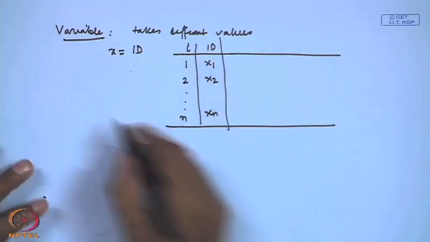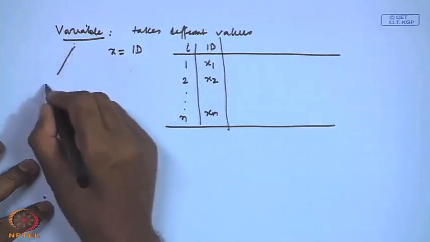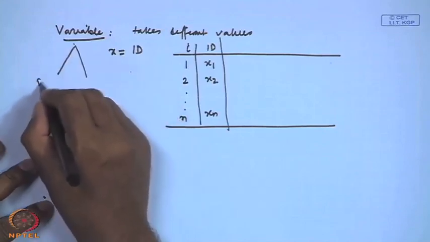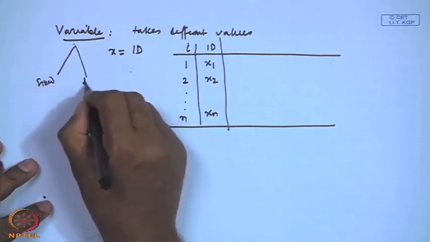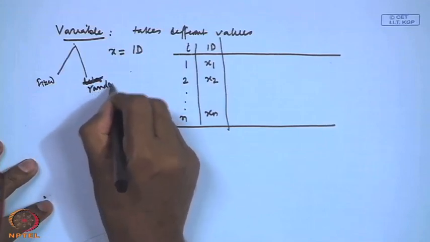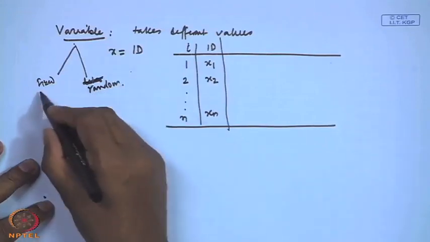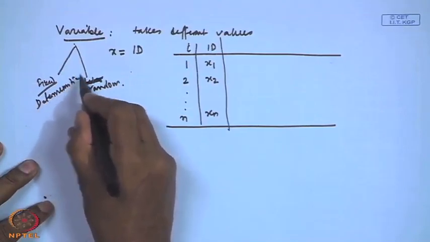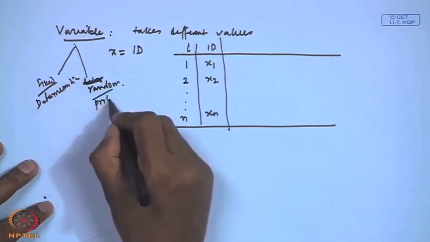Now, in statistics, we basically talk about two types of variable. One is fixed variable, another one is random variable. Fixed, in other words, we can say deterministic, and random we can say probabilistic.